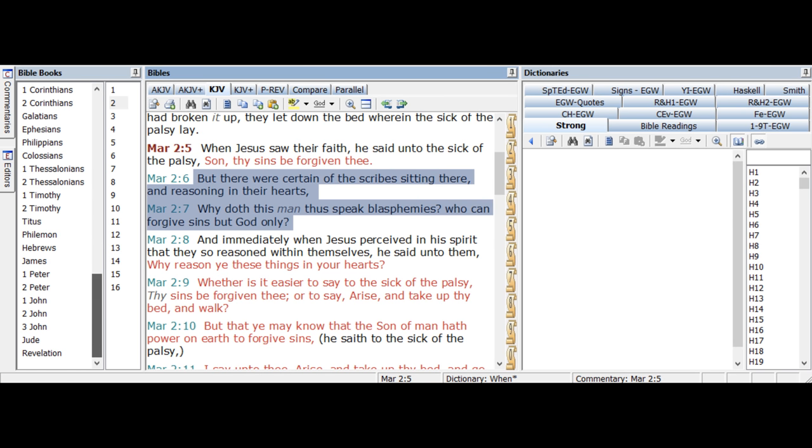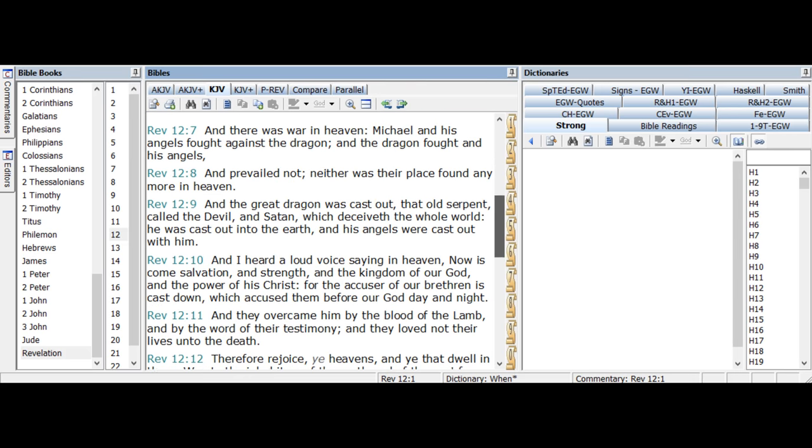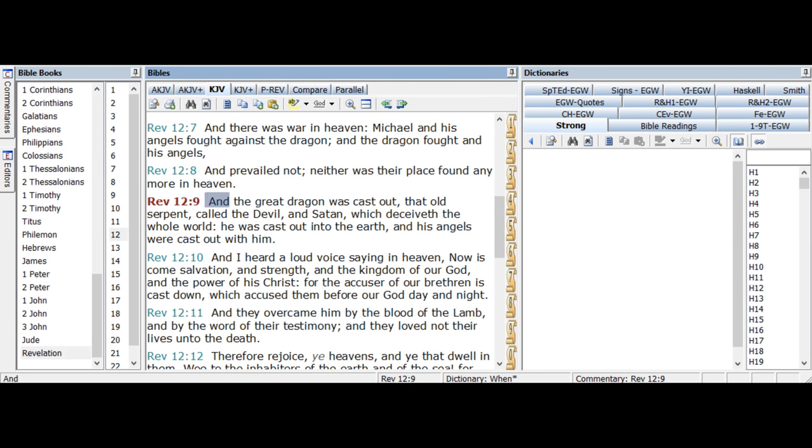Okay? So what about a dragon? What is a dragon a symbol of in Bible prophecy? Let's go to Revelation 12. Revelation 12 talks about the dragon. Verse 9. Here's what it says about the dragon. And the great dragon was cast out, that old serpent called the devil and Satan, which deceiveth the whole world. He was cast out into the earth, and his angels were cast out with him.